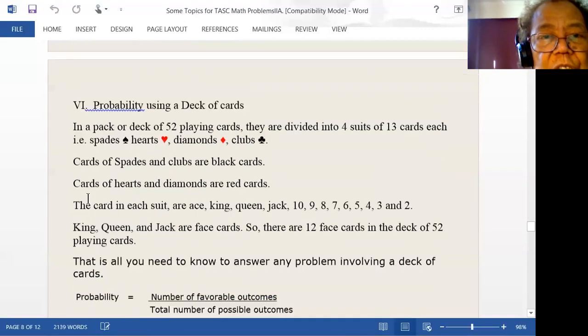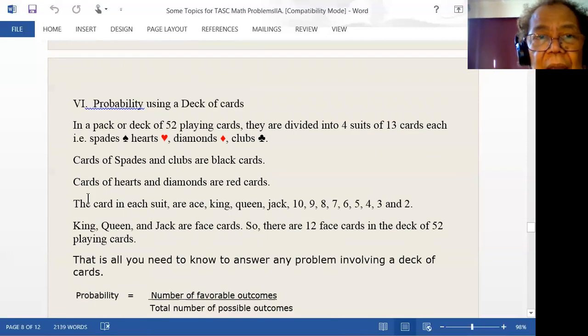Okay, let's go to our next topic, probability using a deck of cards.